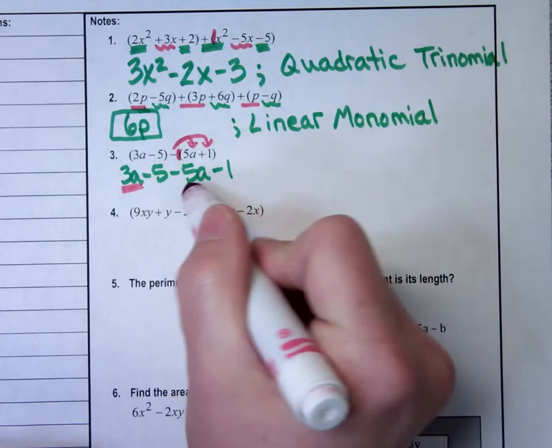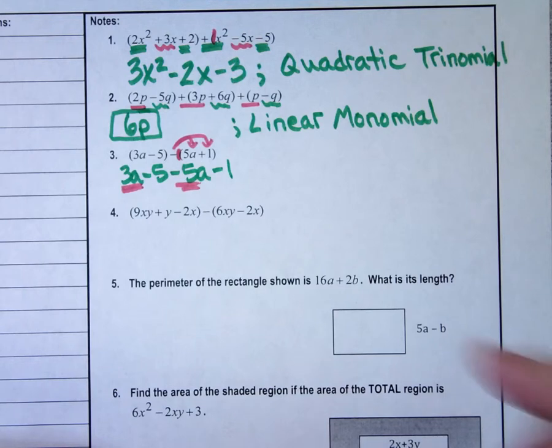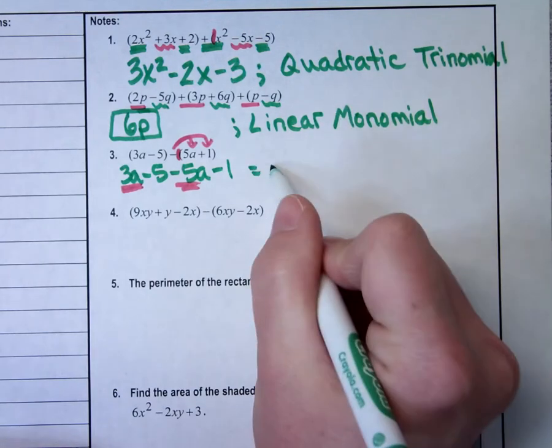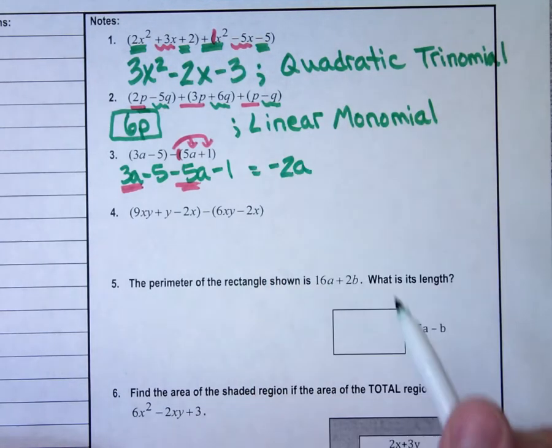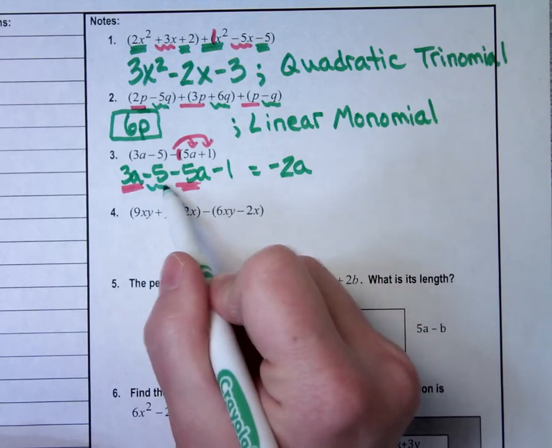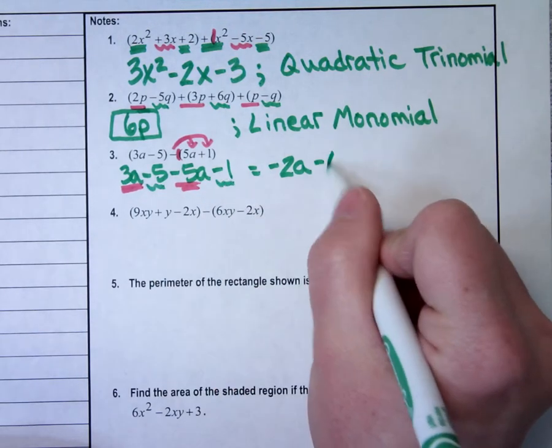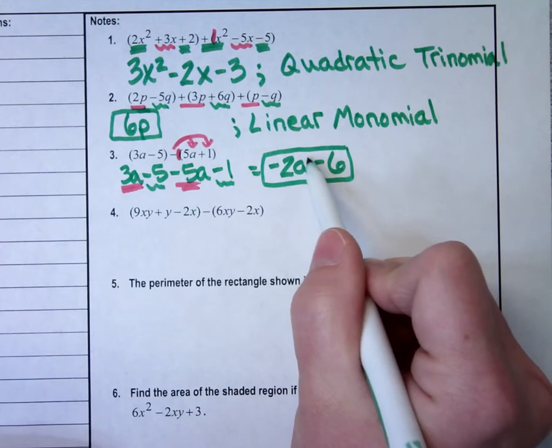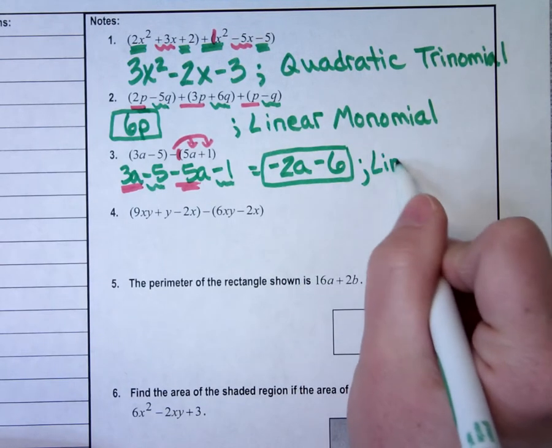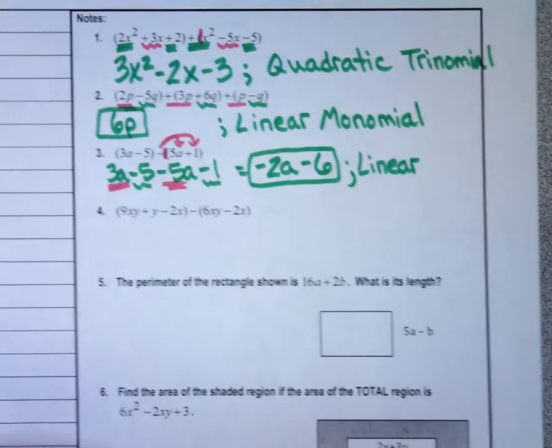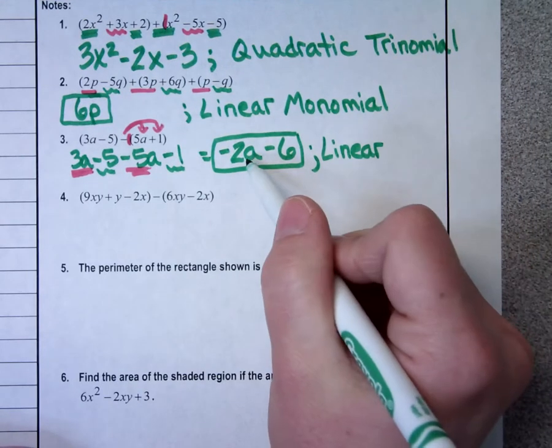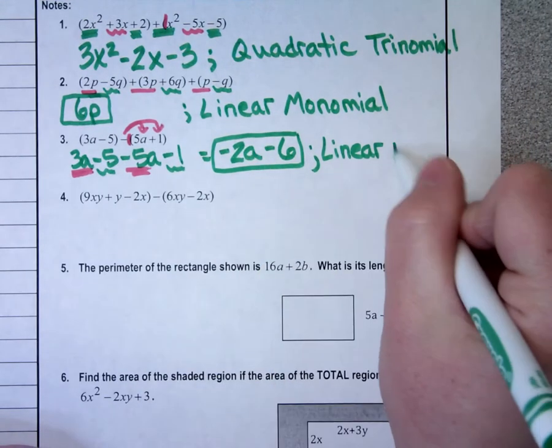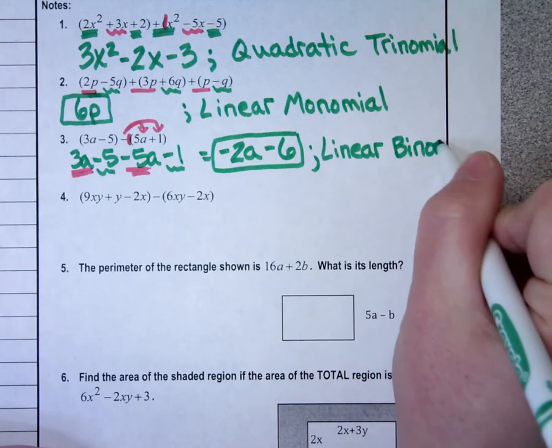So I'm going to start with my a's. What is 3a minus 5a? A negative 2a. And then let's combine the constants. What's a negative 5 minus 1? Negative 6. And that's my answer. My highest exponent is a 1, so I call this linear. The problem has two pieces to it, 1, 2, so I call this a linear binomial.